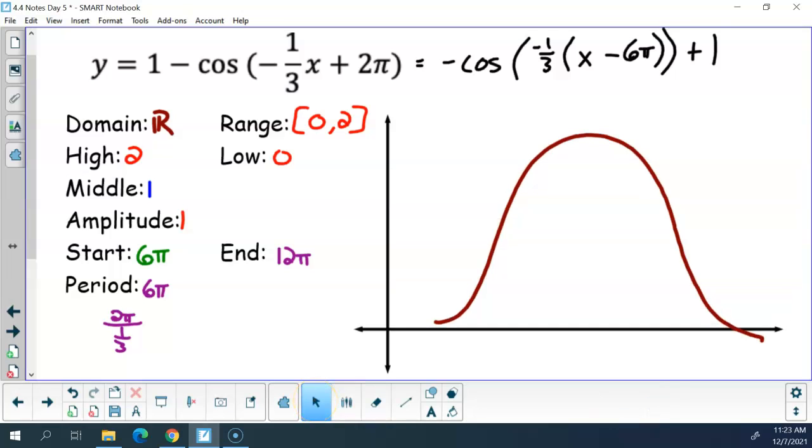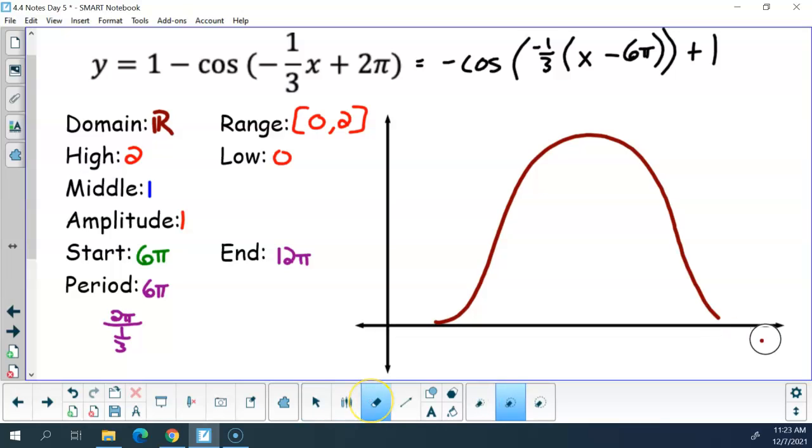We'll see how good I did with my horizontalness. Ooh, didn't do very well. We might need a little eraser. That's fine.